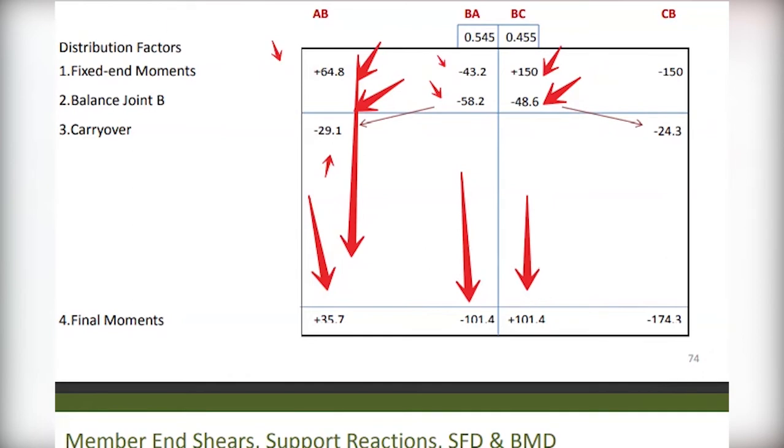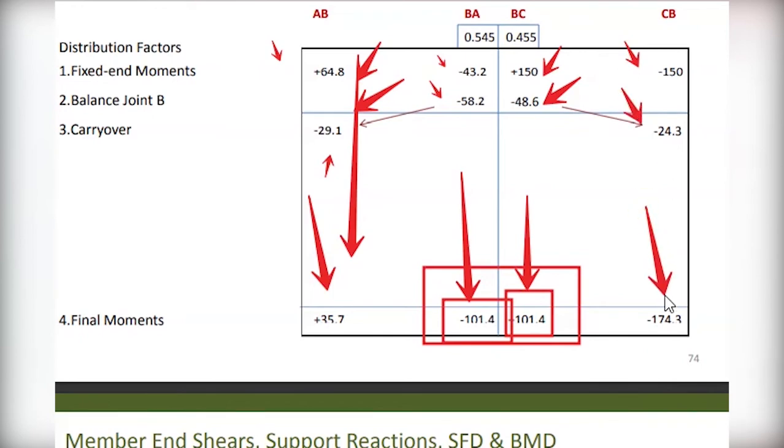Note that at joint B, the moment should be balanced, so the opposite moments should be equal, or the summation of the moments should be equal to 0. Otherwise it is unbalanced. This one is negative and this one positive, so the clockwise moment and the anticlockwise moment are equal and opposite. The same applies on the right one, CB. If you add this one plus this one, you have this one.